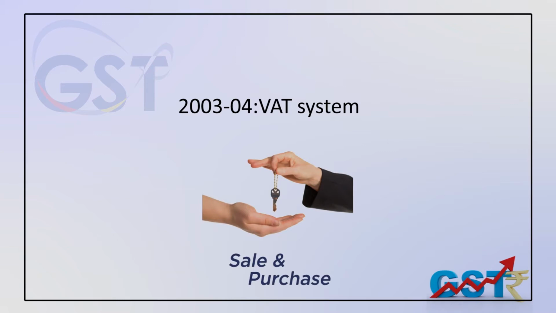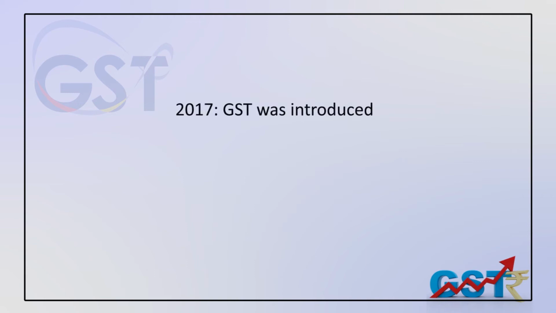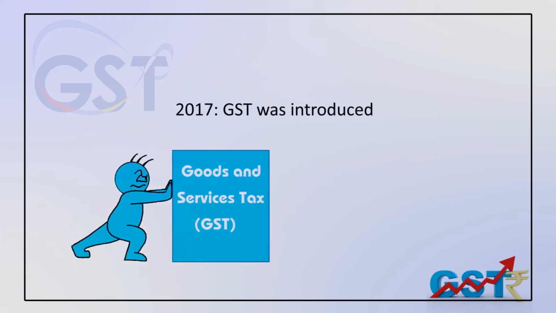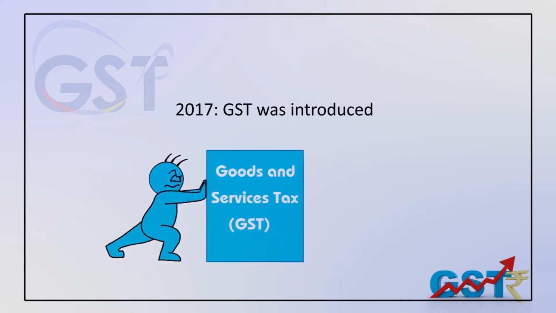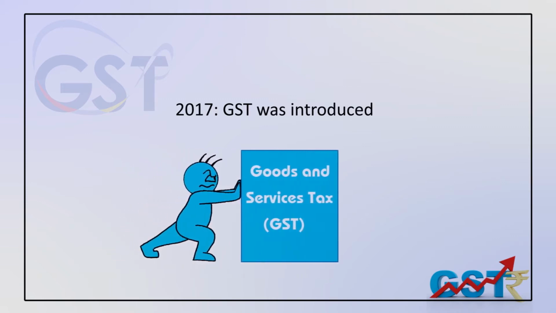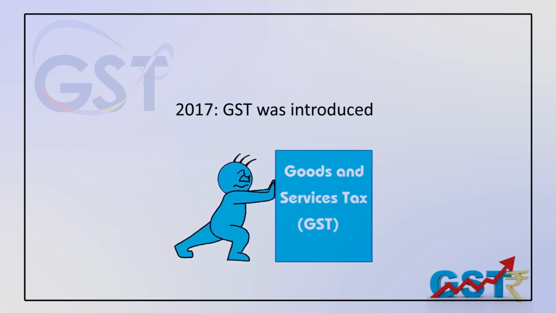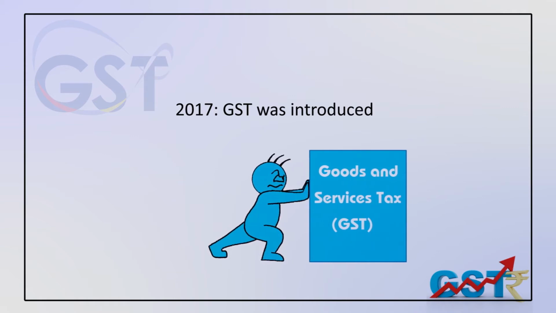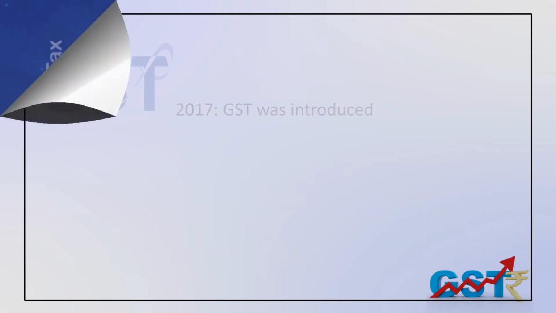But after that, the major tax reform was introduced in terms of goods and service tax. In India, on 1st July 2017, the goods and service tax was introduced throughout India. The major objective of goods and service tax is to unify or subsume all the indirect taxes which were levied in India on goods and services. After implementation of GST, most of the indirect taxes have been subsumed.